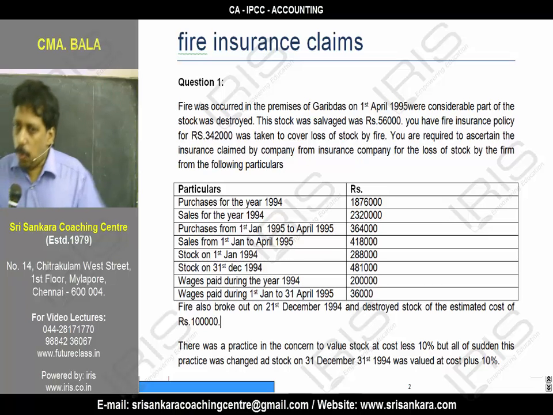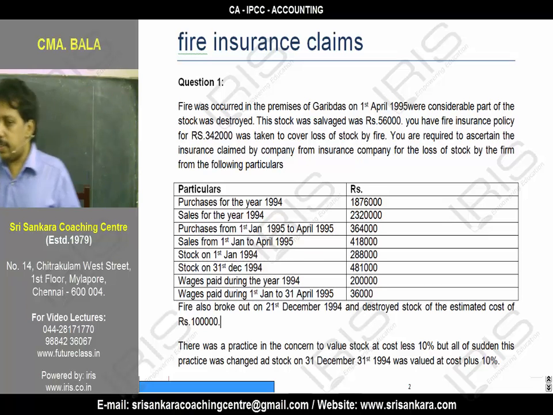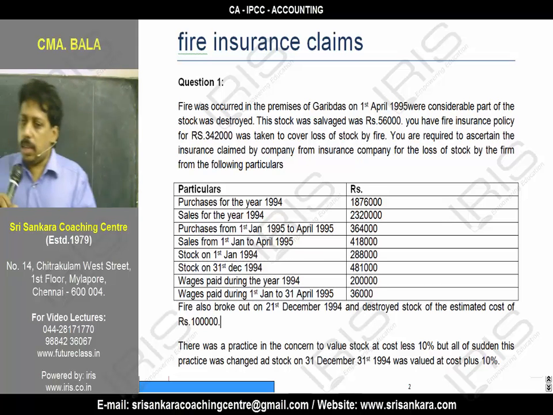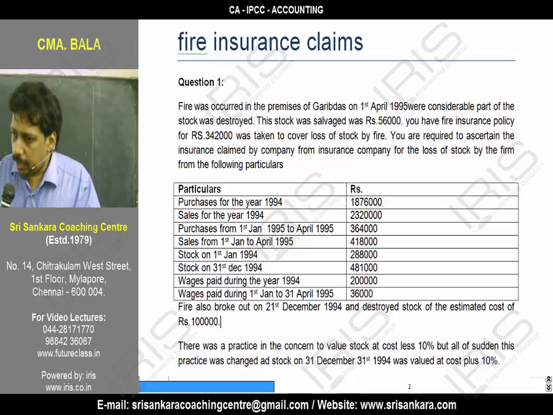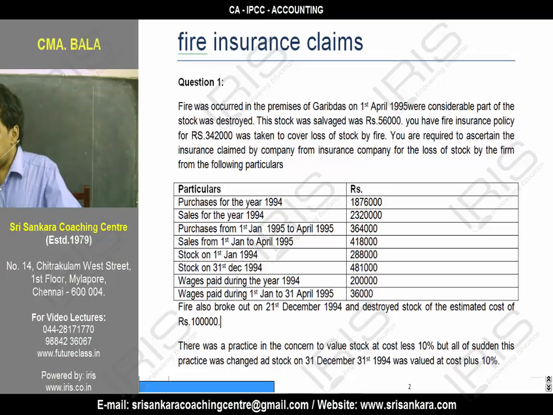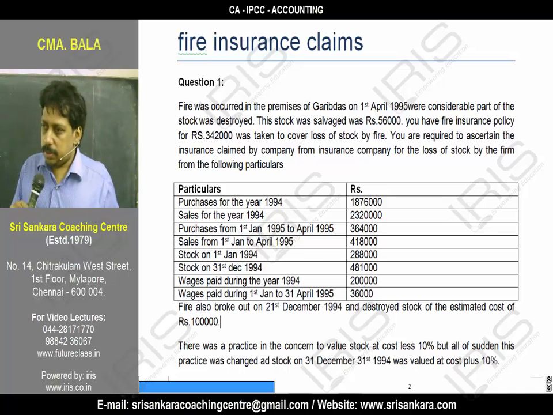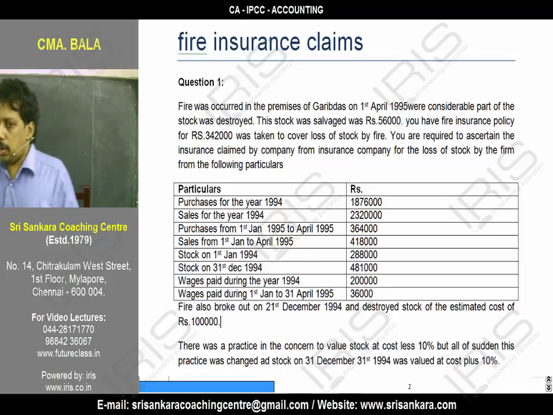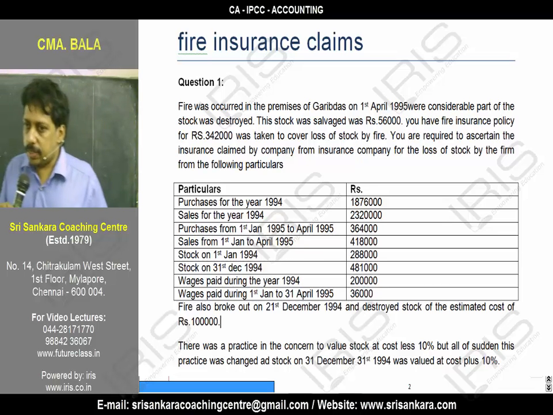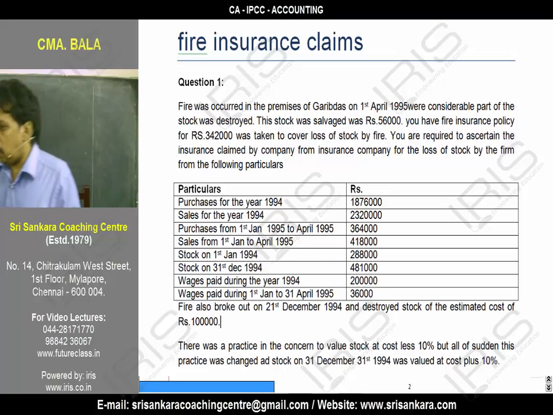And then wait. Now what happens? There is a loss in the year 94 also. There is a loss of inventory in the year 1994. It's given on December 21st. On 21st of December, he lost rupees how much? 1 lakh worth of goods. Whenever there is a loss of stock, we consider that to be what? A fire accident is an abnormal loss.